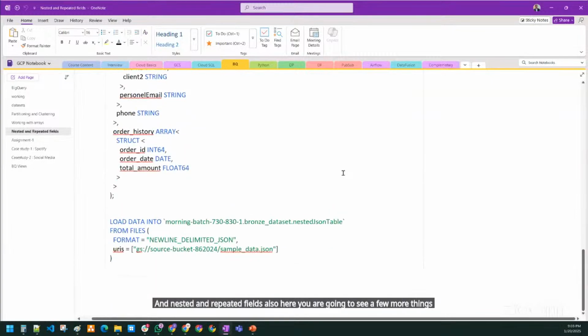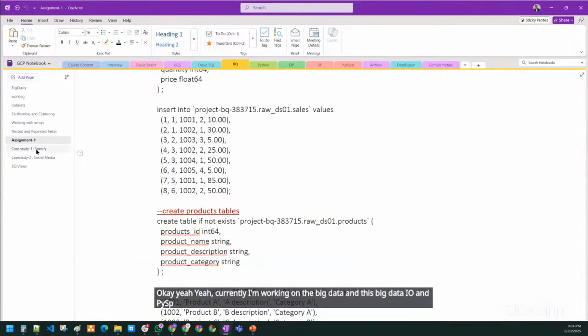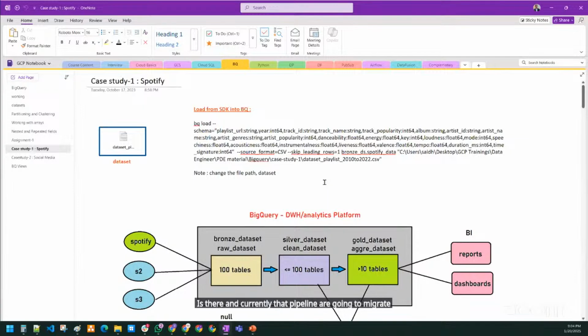Currently I'm working on big data, where a Hive and PySpark pipeline is there, and that pipeline is going to be migrated to GCP BigQuery. That's why I asked whether you are going to cover the special functions.